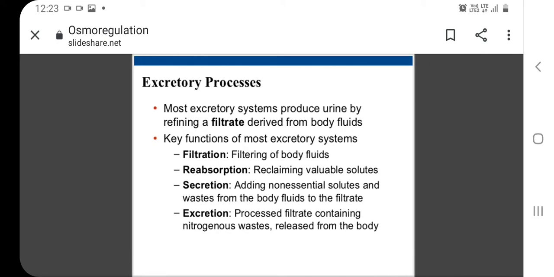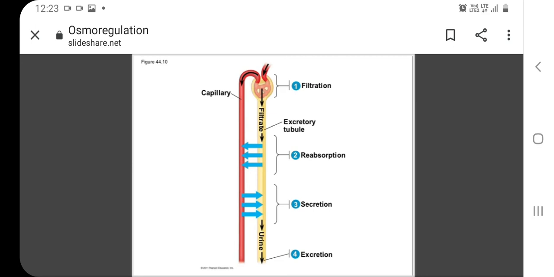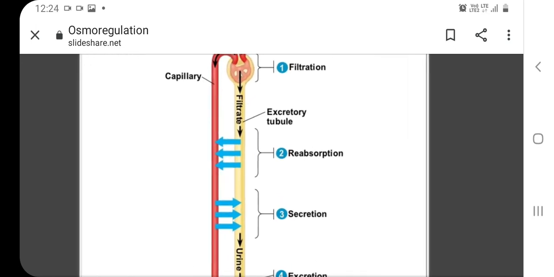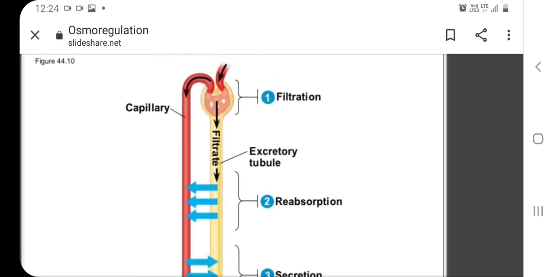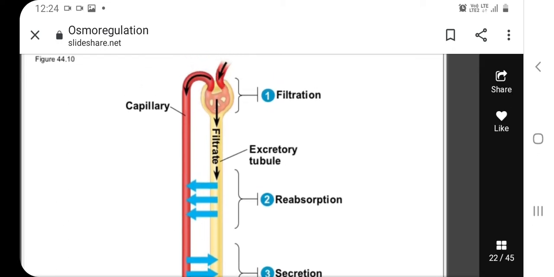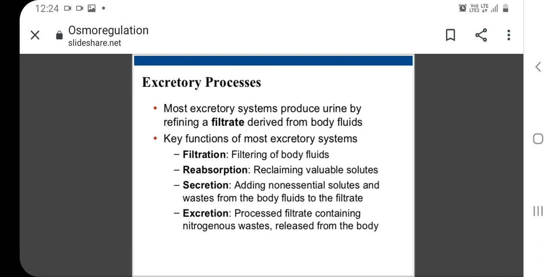These are the nitrogenous waste which I have already discussed. Now this is the basic mechanism by which the nitrogenous waste is removed from the body. Similarly, the important salt and water gets reabsorbed. This I have already told you, that every excretory tubule has this structure.